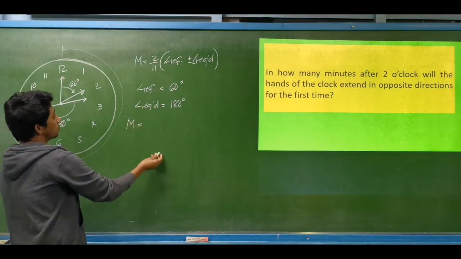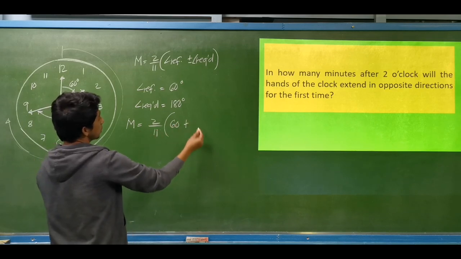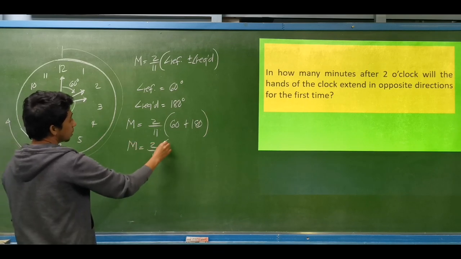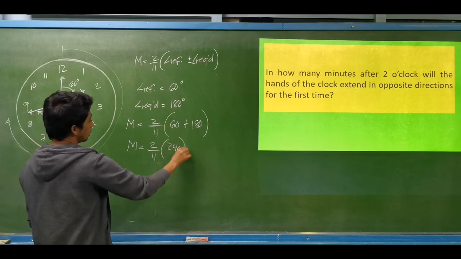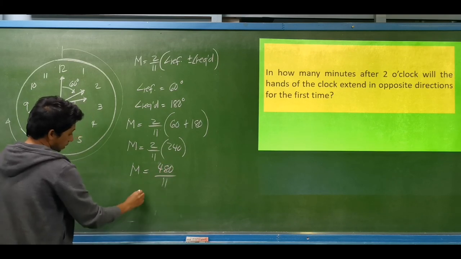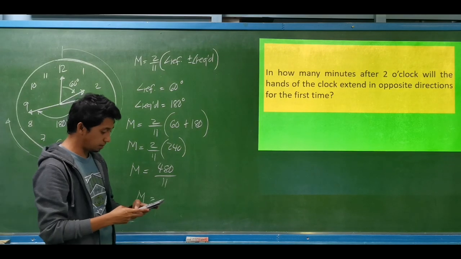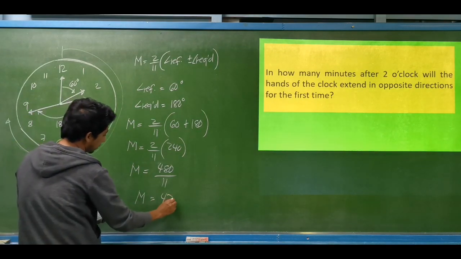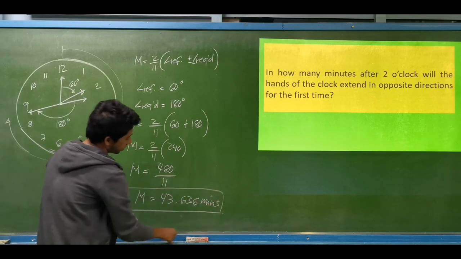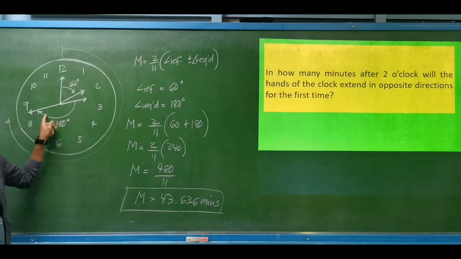So the number of minutes is now equal to 2 divided by 11, multiplied by our reference angle of 60 plus our required angle of 180 degrees. So we have the number of minutes equal to 2 over 11 times 60 plus 180, which is 240. 2 times 240 is equal to 480 divided by 11. So the number of minutes is equal to, this is the value from a while ago, 480 divided by 11. So we have the same answer of 43.636 minutes. And this will be our answer. It will take 43.636 minutes for the hands of the clock to extend or point in the opposite direction. And this will be our answer.